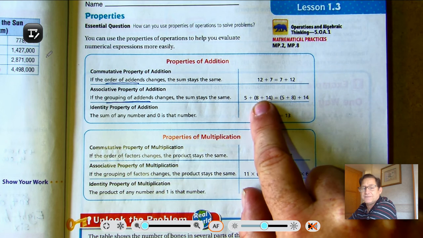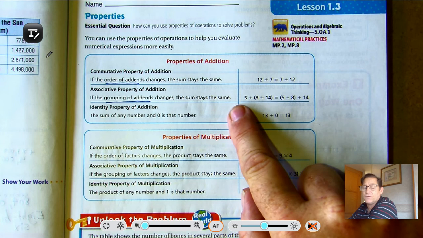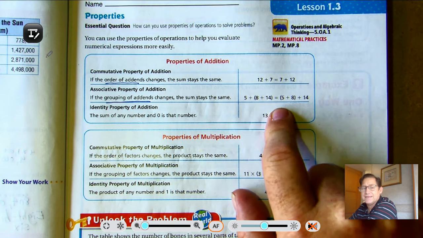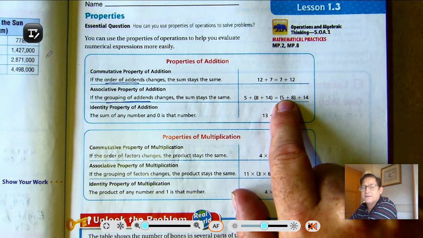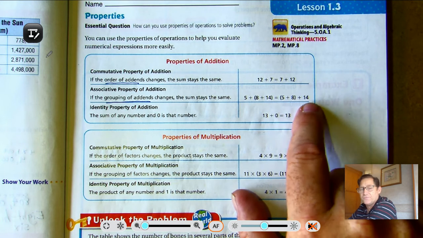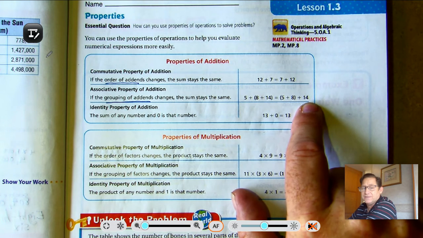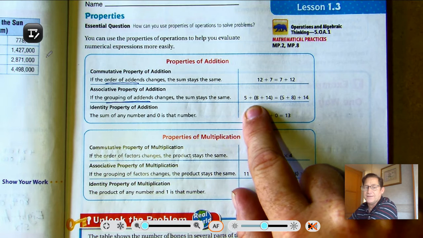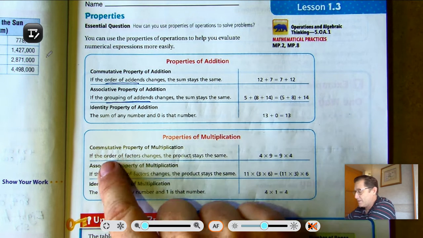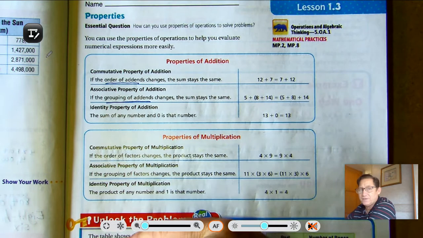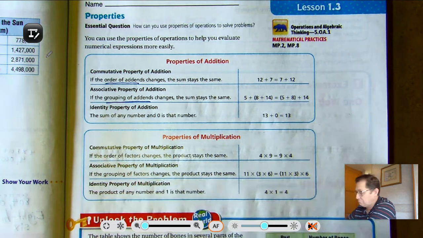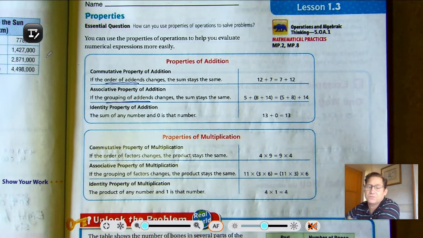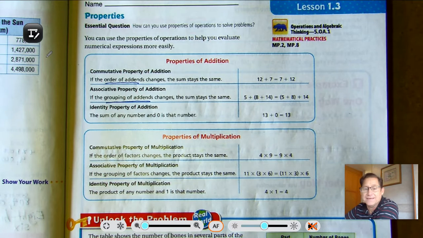Okay, so in the left side, we would add 8 and 14 first and get 22. And then add 5 more, we'd get 27. On the right-hand side, we have to add 5 plus 8 first. We would get 13. And if you add 14 more to 13, we'd still get 27. So it doesn't matter how the addends are grouped, the sum will stay the same. And then the identity property of addition says that the sum of any number and 0 is that number. So anytime you add 0 to an addend, to another addend, you get that other addend.